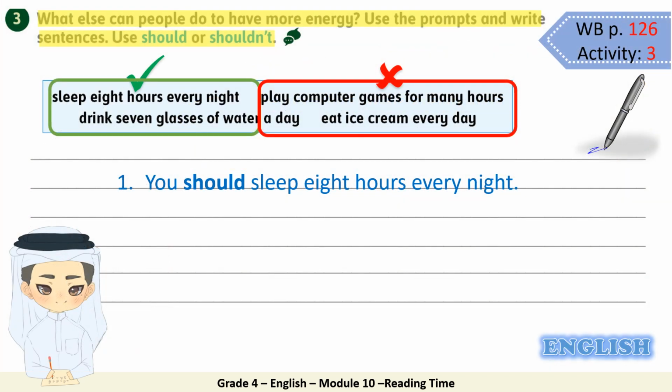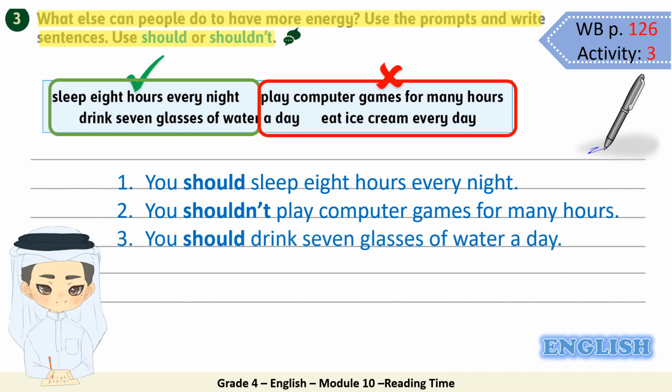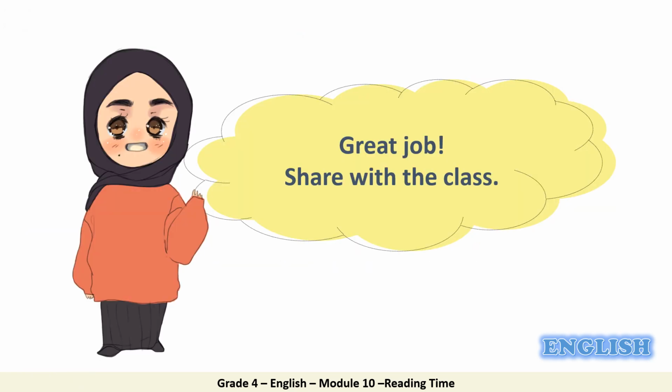Welcome back. Let's have more examples on using should or shouldn't. You shouldn't play computer games for many hours. You should drink 7 glasses of water a day. You shouldn't eat ice cream every day. Great job, everybody. Share your writing with your classmates and your teacher.